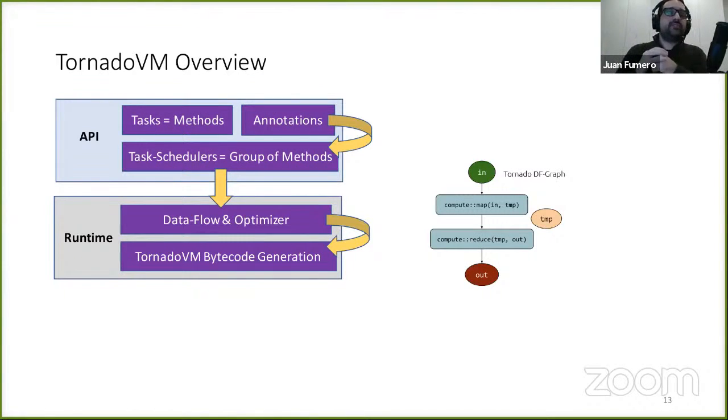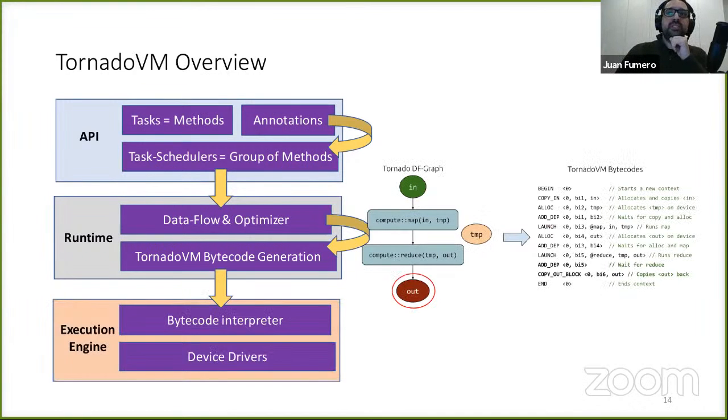And that's what the data flow optimizer does. Basically, it figures out how many variables you need, which ones you want to keep on the device, and which ones you want to take out, right? For getting the results. And then from this graph, we generate our own bytecodes, Tornado bytecodes.